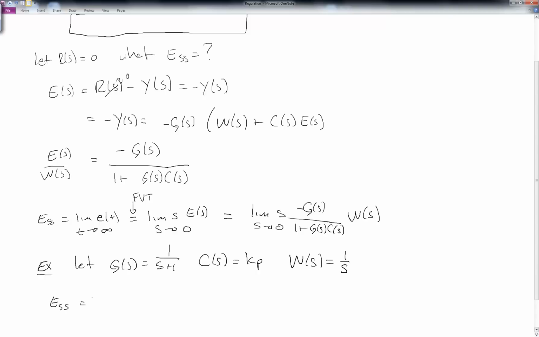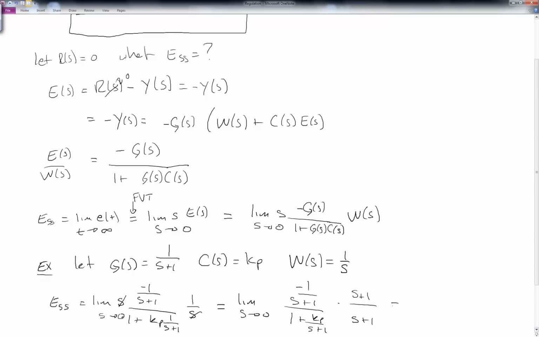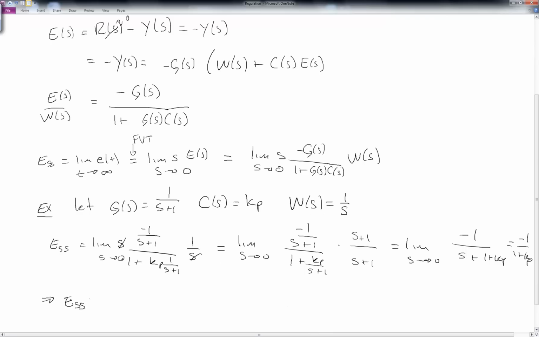So we can calculate the steady state error as the limit of s times 1 over s plus 1, with the minus sign, over 1 plus kp times 1 over s plus 1, times 1 over s, as s goes to 0. Again, those s's cancel each other out, and we're left with the limit as s goes to 0 of minus 1 over s plus 1 over 1 plus kp over s plus 1. Multiply both numerator and denominator by s plus 1. We get the limit as s goes to 0 of minus 1 over s plus 1 plus kp. We take our limit, and we end up with minus 1 over 1 plus kp. So the steady state error is minus 1 over 1 plus kp.